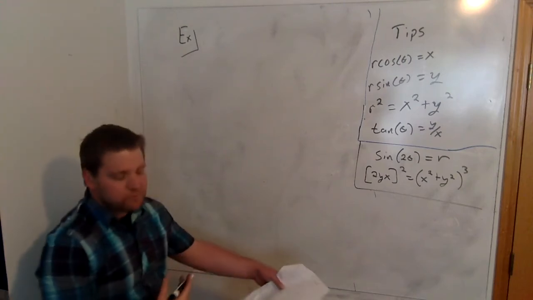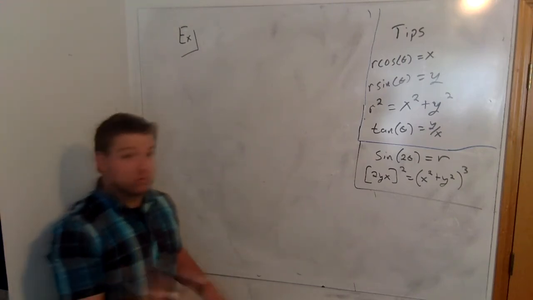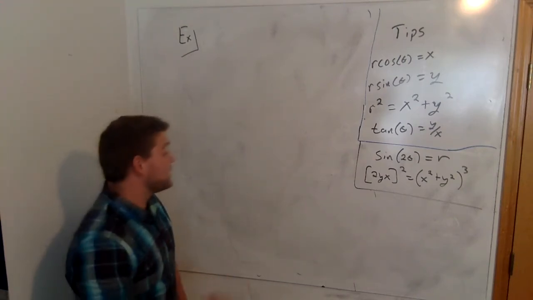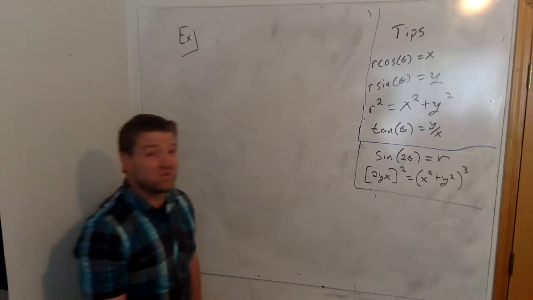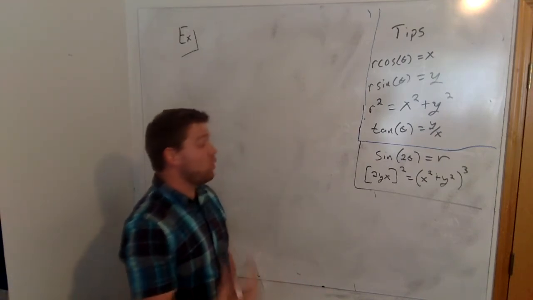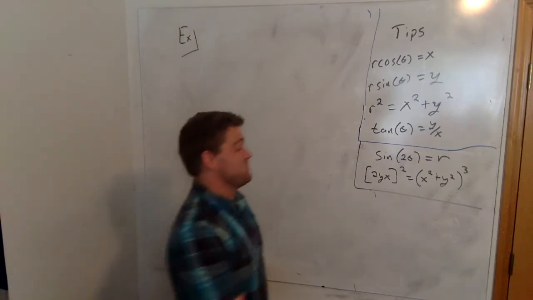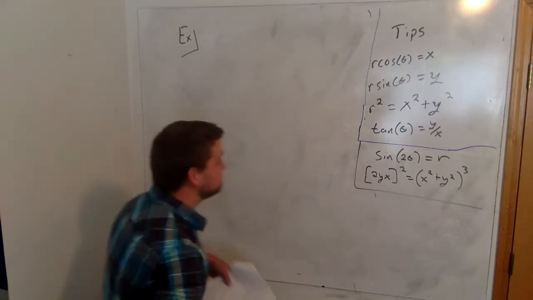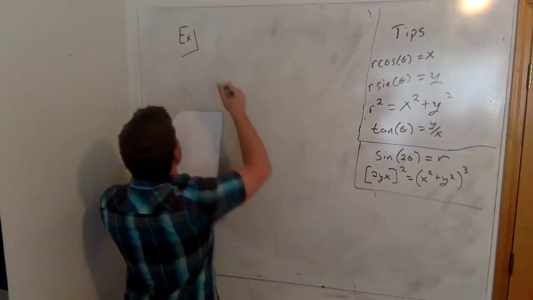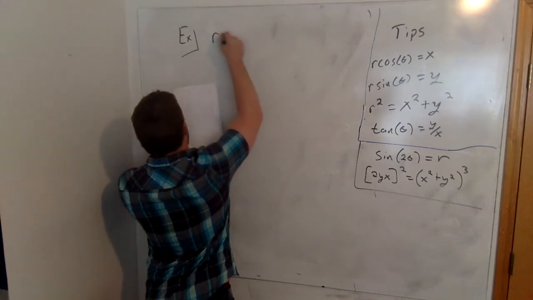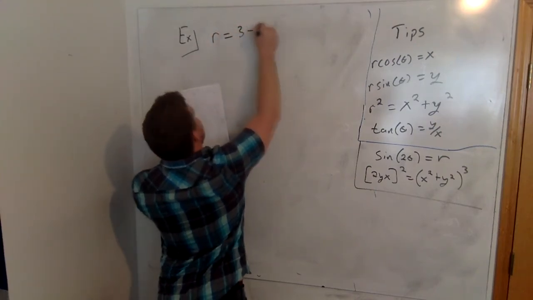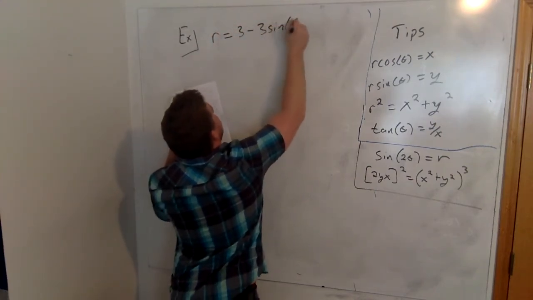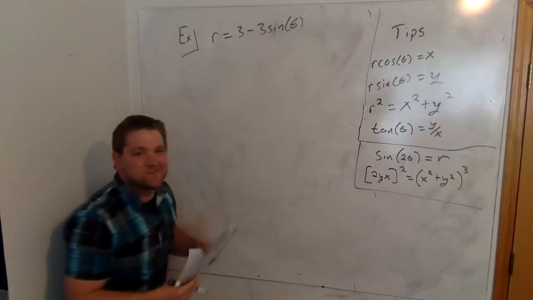Sometimes when you're converting from polar to rectangular form, you'll be able to somehow do a massage to recognize what the shape is. Other times we won't be so lucky. Sometimes things in polar coordinates are really friendly, and in rectangular coordinates are very ugly. Let's do this one. How about r equaling 3 minus 3 sine of theta? Go ahead and pause the video and give this one here a shot.